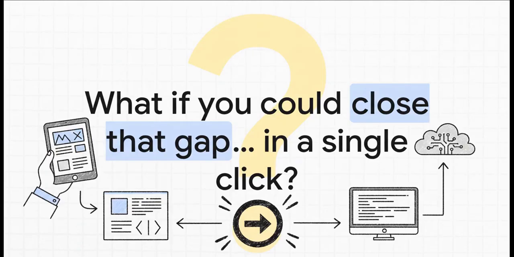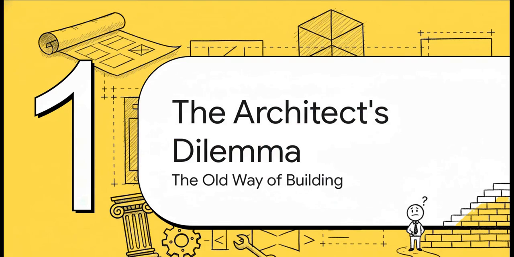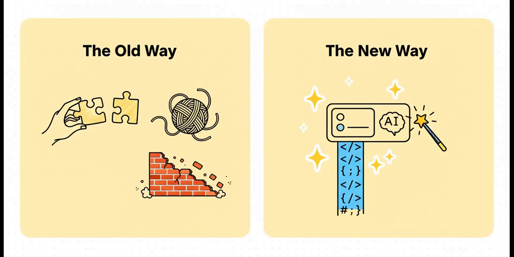But what if you could just close that gap, like instantly? What if you could take that design, press a single button, and poof, it becomes real working software? That is the incredible, almost unbelievable promise we're going to unpack right now. So, to really get why this is so huge, we've got to look at the old way of doing things. Let's call it the architect's dilemma. And this really lays it all out, doesn't it?